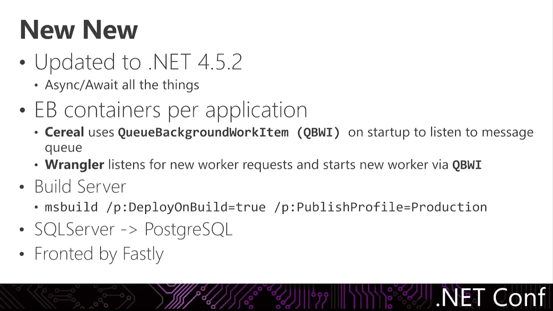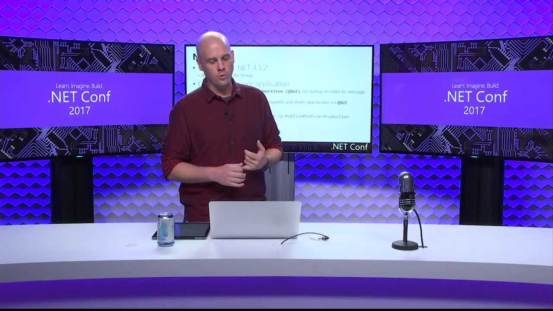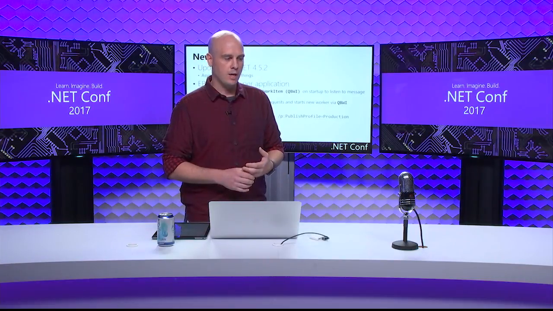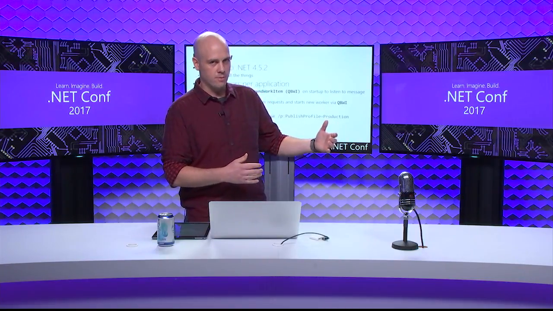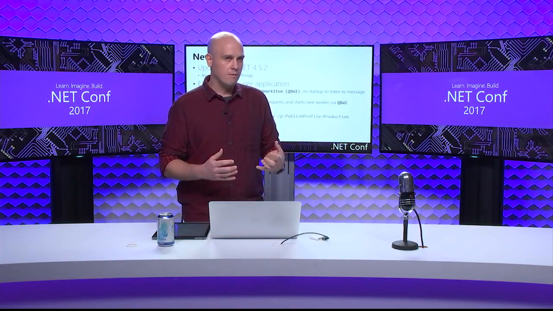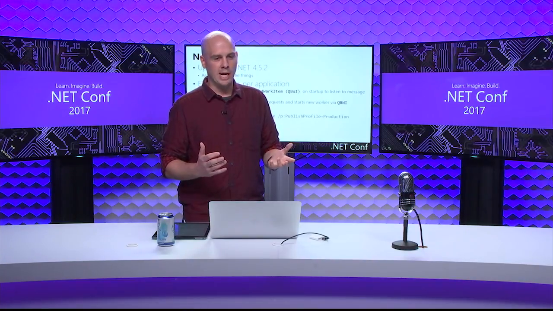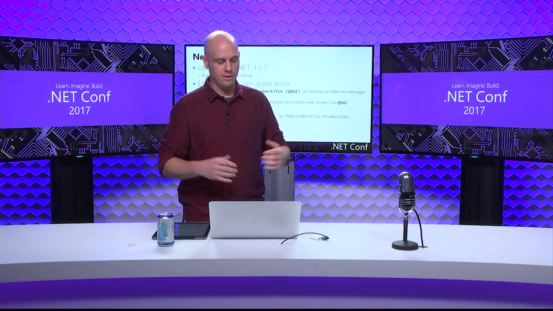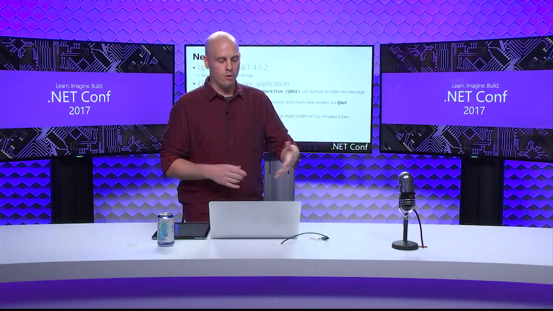So Serial changed from just being a console loop. We'd use QueueBackgroundWorkItem, which is a managed smart container in .NET 4.5.2. What's great about that is we could listen to startup and shutdown messages from the server. It really didn't matter in the long run because if a server died, we'd just start a new one and it would automatically orchestrate itself. And then Wrangler was the same thing.